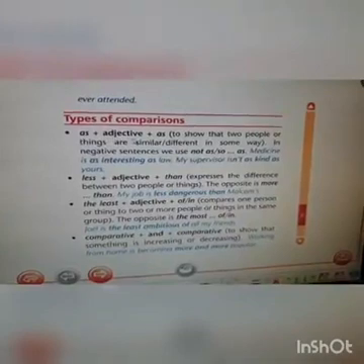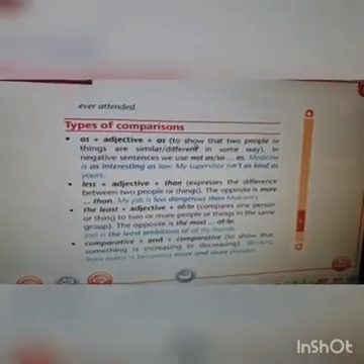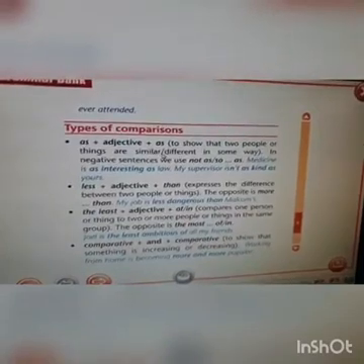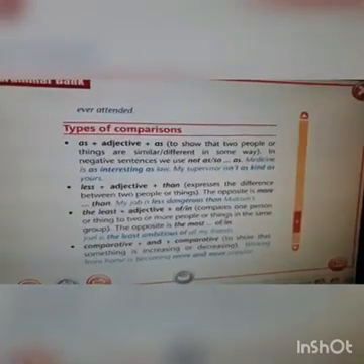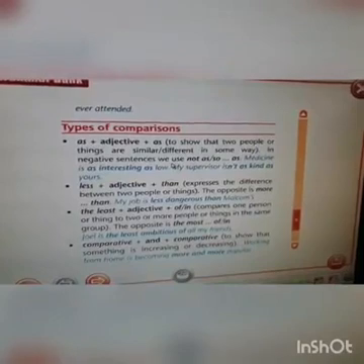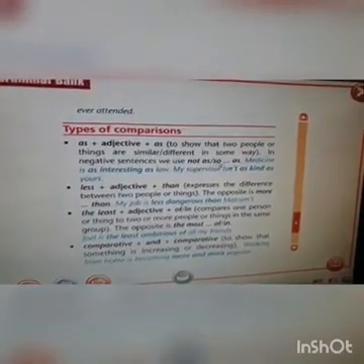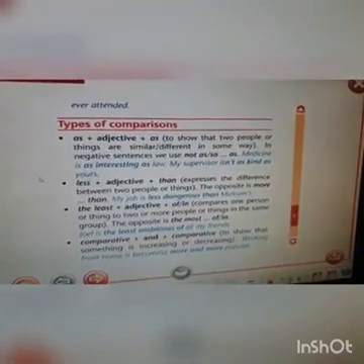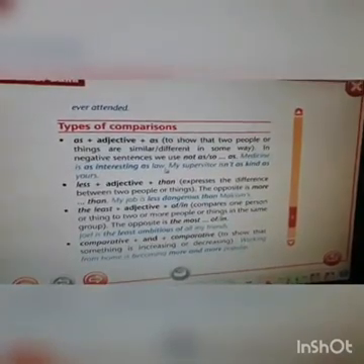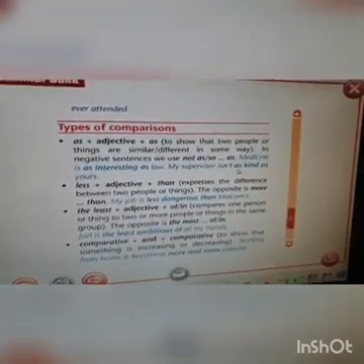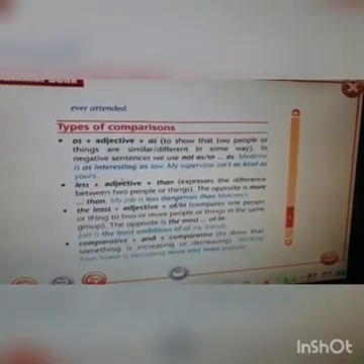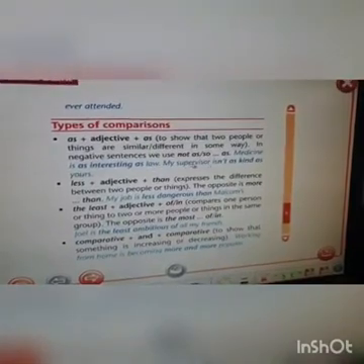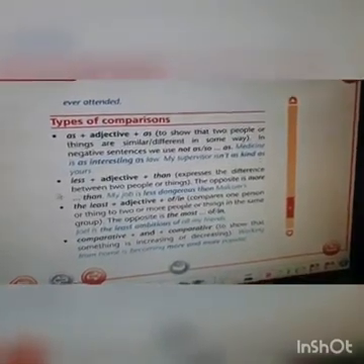We have as plus adjective plus as to show that two people or things are similar or different in some way. In negative sentences, we use not as, so as. For example, medicine is as interesting as law. My supervisor isn't as kind as yours. We have a positive sentence and a negative sentence.